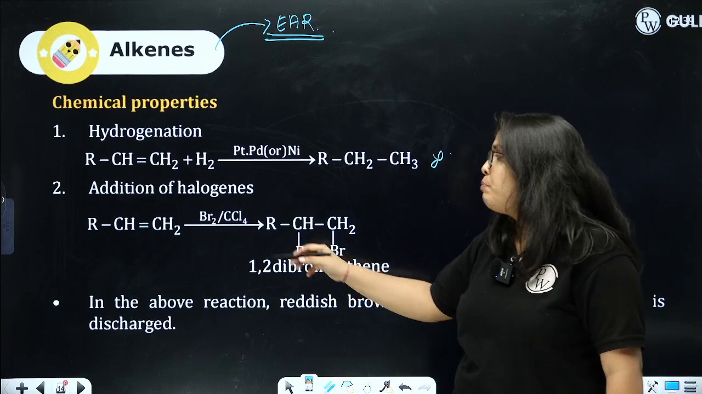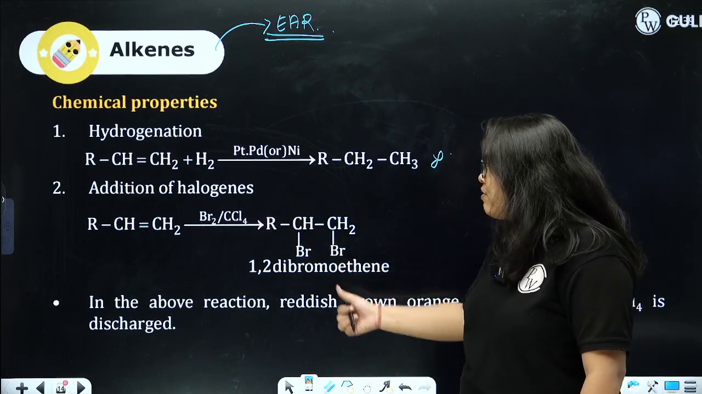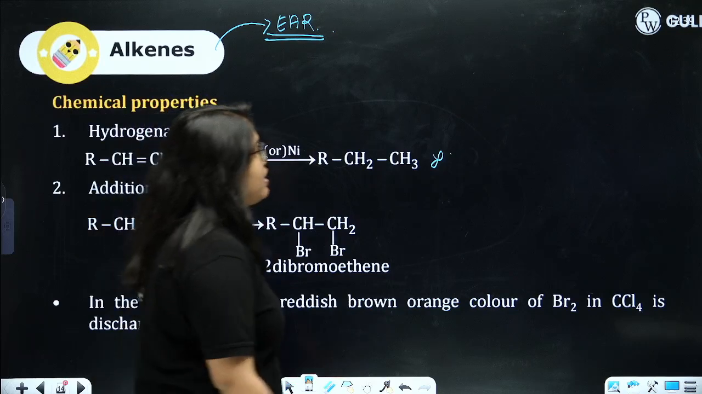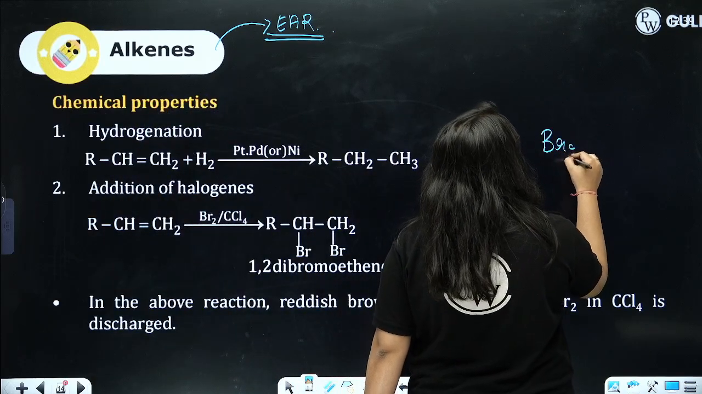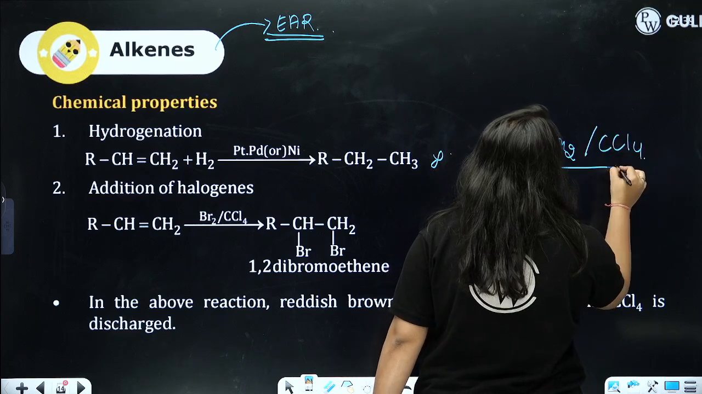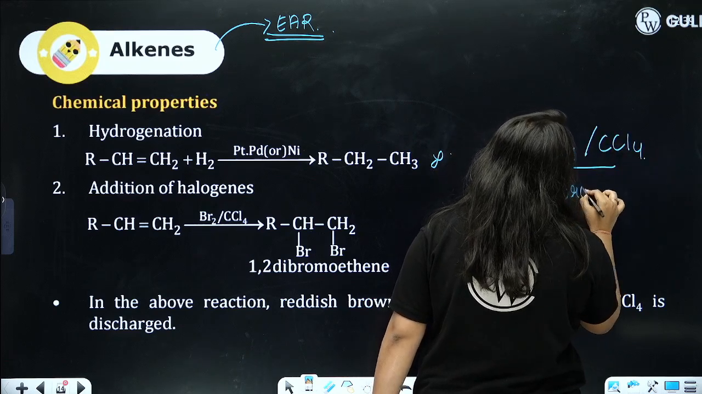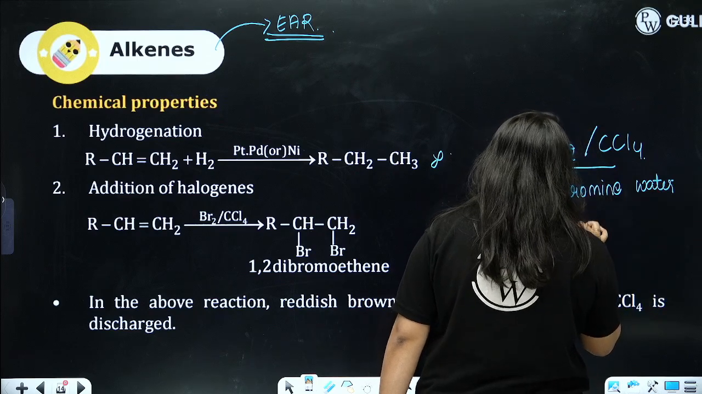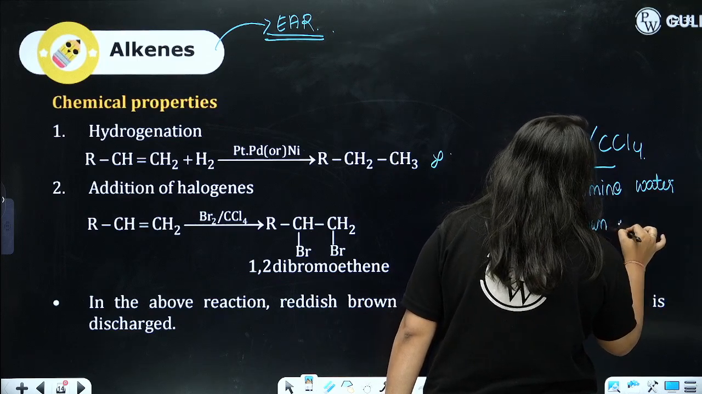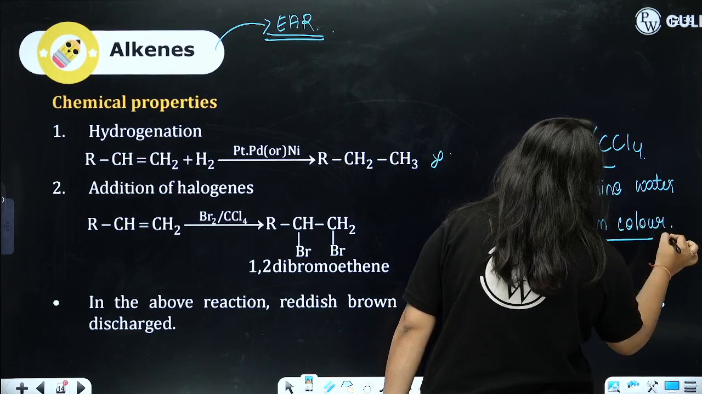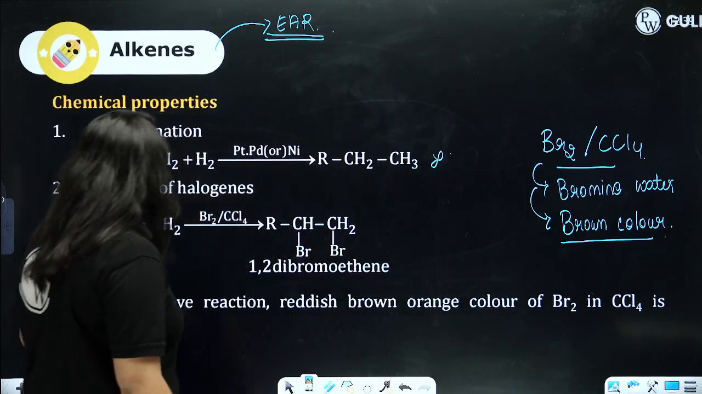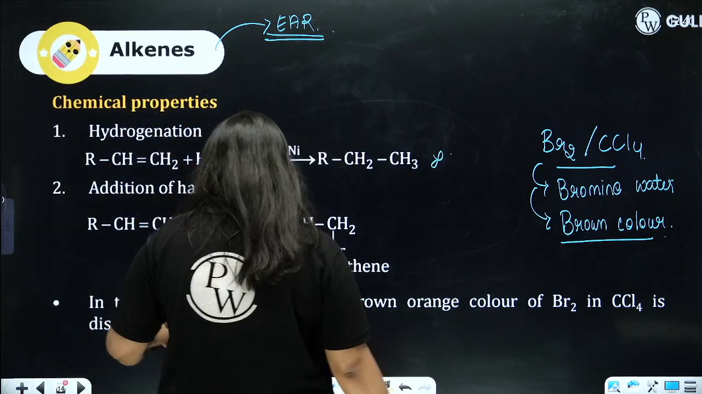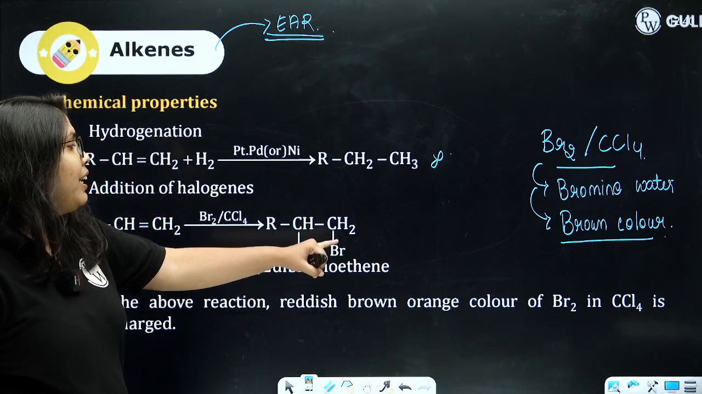Addition of halogens, bromine, in the presence of CCl4 gives rise to 1,2-dibromoethane. Now, let me tell you, bromine in the presence of CCl4 is known as bromine water. What is this known as, beta? This is known as bromine water. And this bromine water is brown in color. What happens is, when alkene reacts with bromine water, it becomes colorless. In the above reaction, the reddish brown orange color of bromine in CCl4 is discharged.